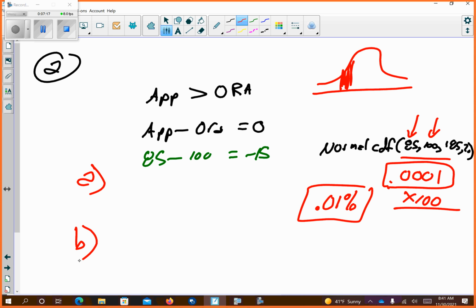Two apples are selected. What is the chance that the two will have a total weight greater than 200 grams? So each apple would weigh this, right? And we want to know, how can that become greater than 200? Okay? So what do we do?